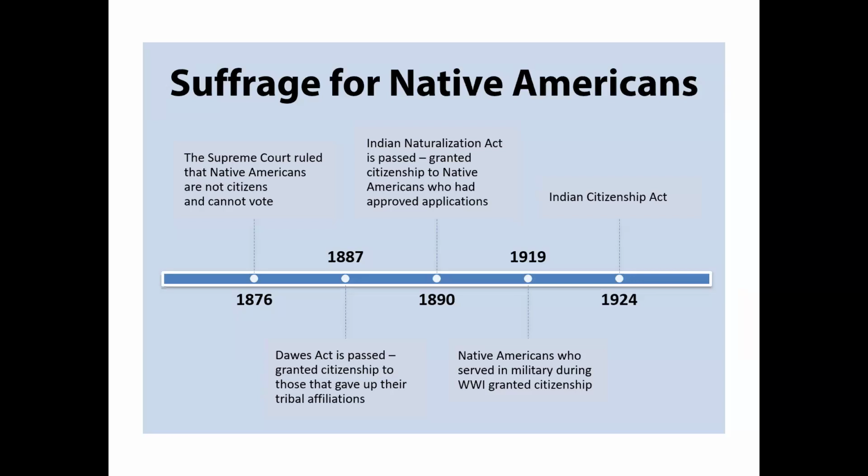War I. Those that had served in 1919 were allowed to become citizens for their patriotism and help during World War I, especially when you look at the Native American code talkers. They had actually helped transmit encrypted messages during World War I, which was integral to make sure that we could actually protect a lot of that intelligence because it hadn't been broken by the Germans.